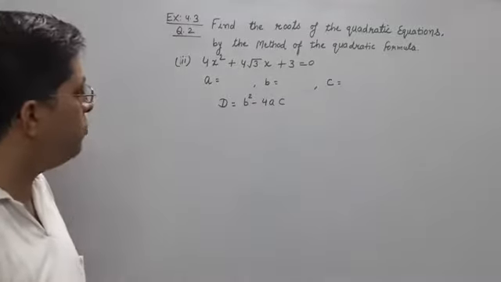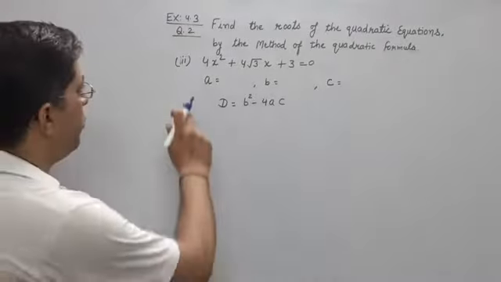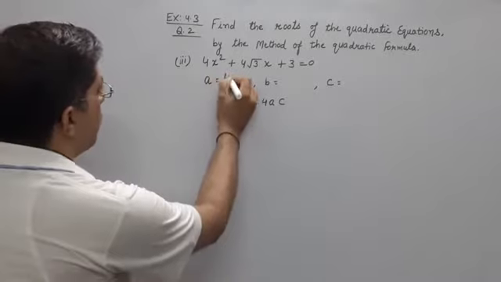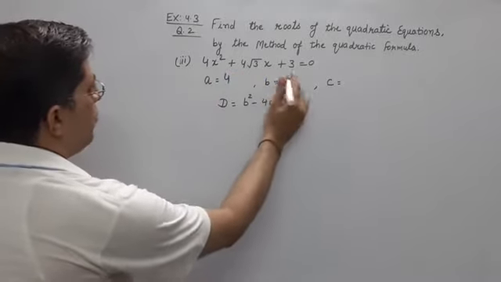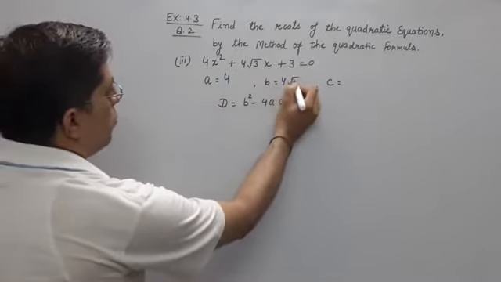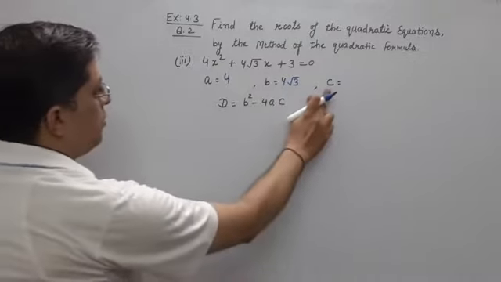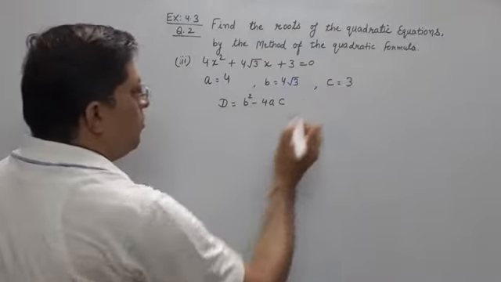Next, 4x square plus 4 root 3 x plus 3 equal to 0. Clearly you see the coefficient of x square is 4. The coefficient of x is 4 under root 3. And what is c? c is 3.